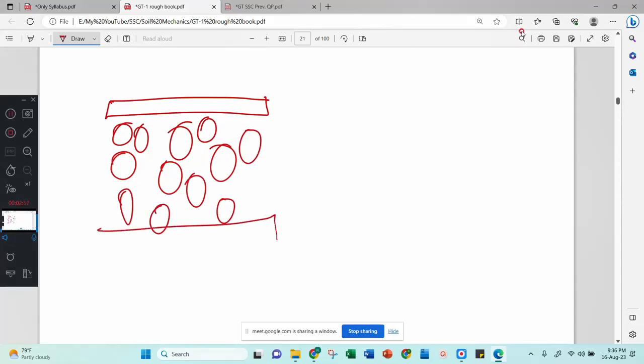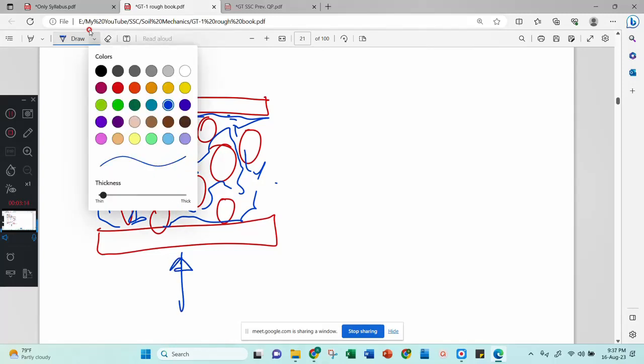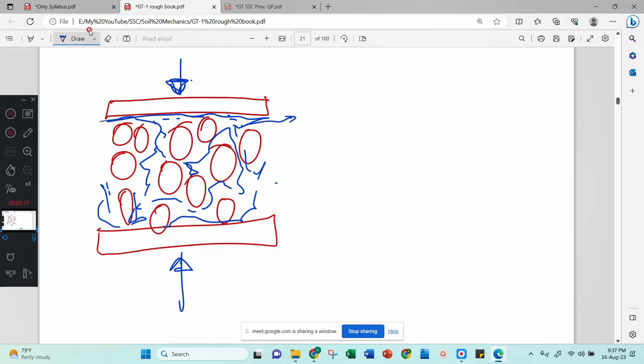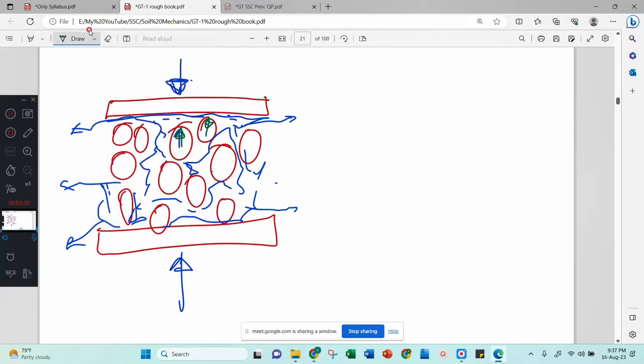Then soil has voids here, and the voids are filled by water. This void is filled by water, correct? Now what happens when you apply this force, top and bottom? This water wants to escape. This water will automatically escape. Then this load will be resisted by what? These soil particles. When that water escapes, then the load will be resisted only by the soil particles.